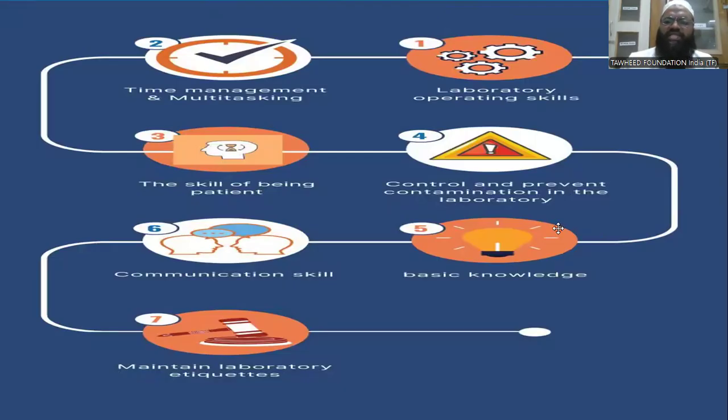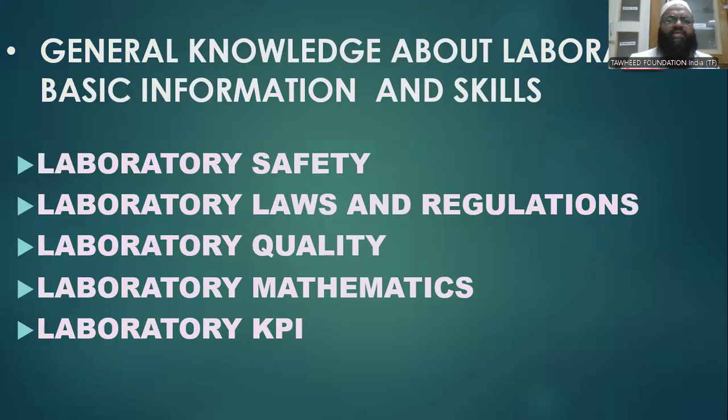And coming to the first step, laboratory operating skills; second step, time management and multitasking; third step, the skill of being patient; fourth step is control and prevent contamination in the laboratory; and coming to the fifth step, basic knowledge regarding these things, communication skills, and maintaining laboratory etiquettes. All this is to be maintained by the laboratory personnel.